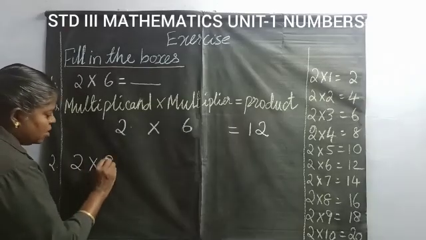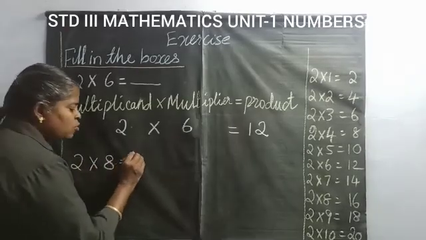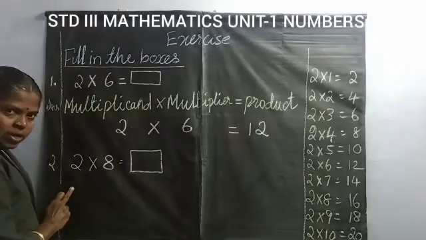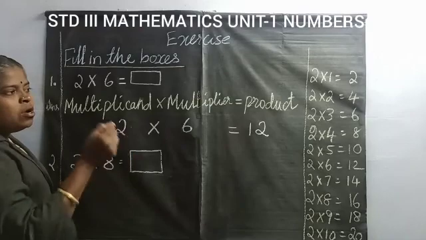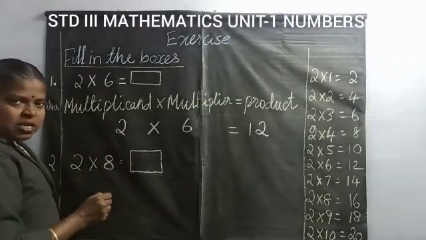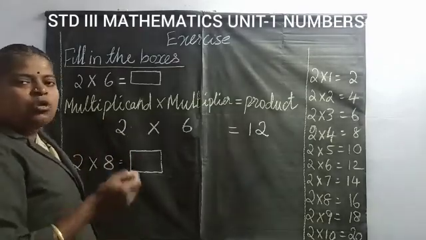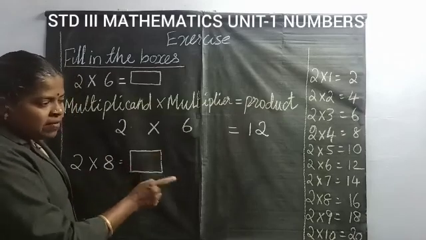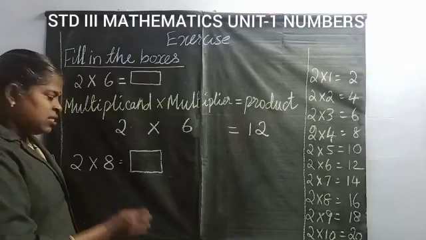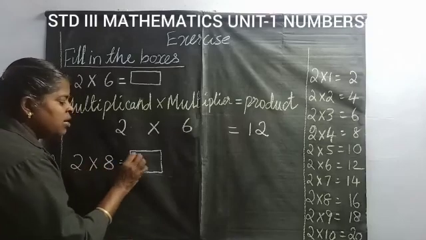Next question. 2 8s are. While doing sum, what we have to do? We have to say the tables. 2 1s are 2. 2 2s are 4. 2 3s are 6. 2 4s are 8. 2 5s are 10. 2 6s are 12. 2 7s are 14. 2 8s are 16. So 2 8s are 16.